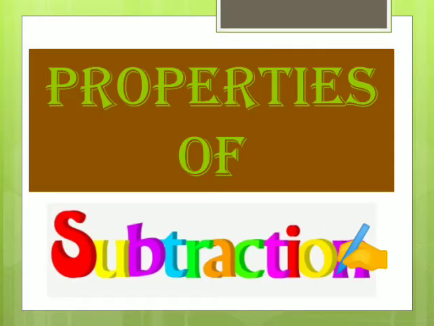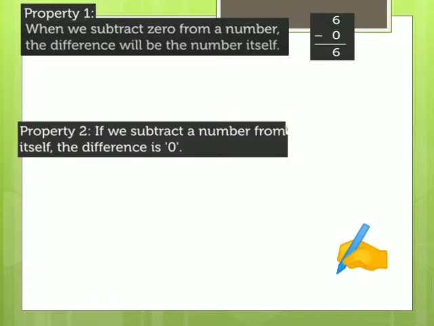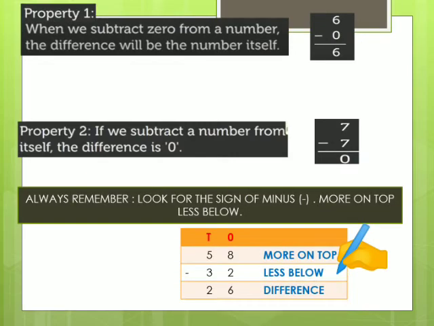Properties of subtraction. Property 1. When we subtract 0 from a number, the difference will be the number itself. Like 6 minus 0 is 6. Property 2. If we subtract a number from itself, the difference is 0. For example, 7 minus 7 is 0. Always look for the sign of minus, more on top and less below.